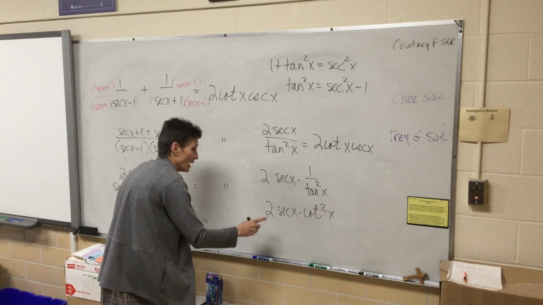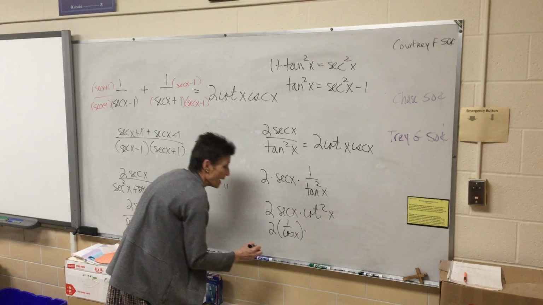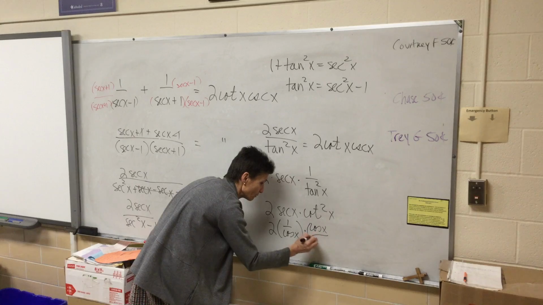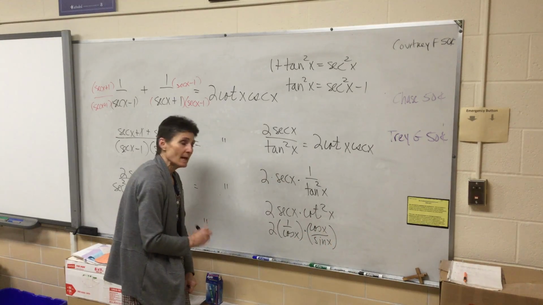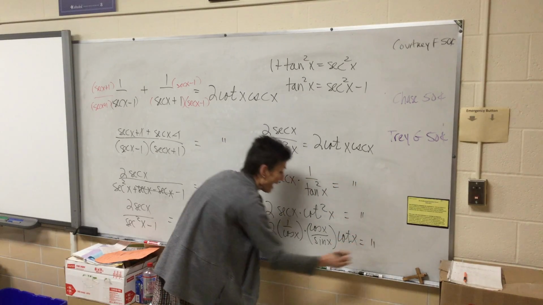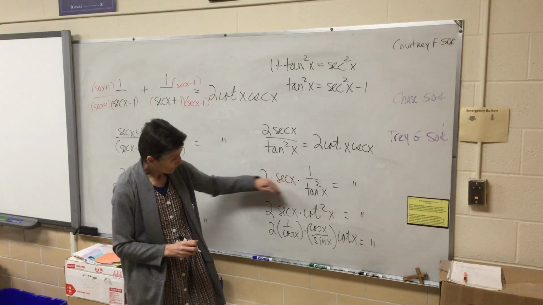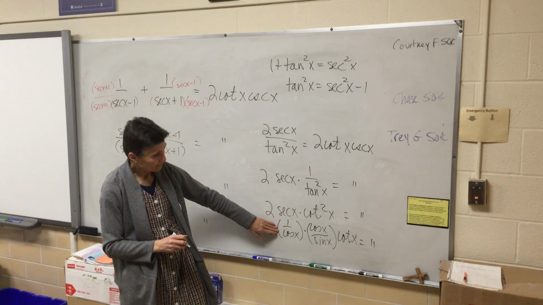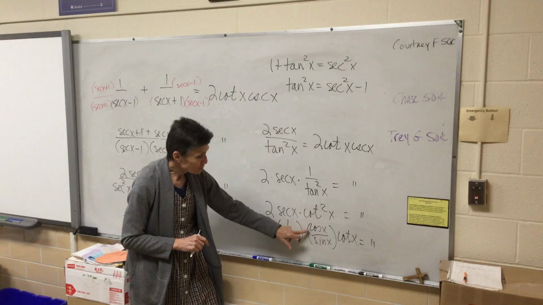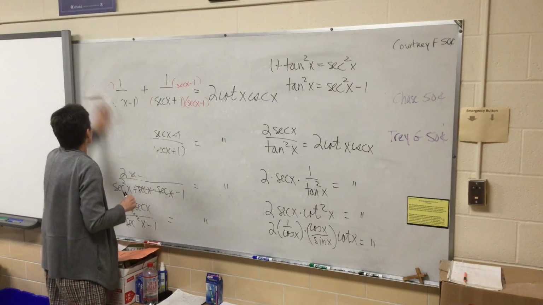All right, now I'm going to rewrite my secant as 1 over cosine. And I'm going to write one of my cotangents as cosine over sine. And I'm going to leave the other cotangent because I want to have a cotangent in my answer. So when I got this separated, I wrote secant as 1 over cosine, and then I have 2 cotangents. So I left one of them alone and changed the other one into cosine over sine. All right, so what's going to happen?